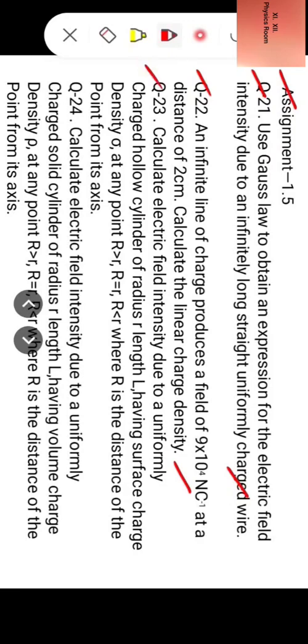Question number 23. Calculate electric field intensity due to a uniformly charged hollow cylinder of radius r, length L, having surface charge density sigma at any point capital R greater than small r, capital R equal to small r, and capital R less than small r. That is, outside the cylinder, at the surface of the cylinder and inside the cylinder, where capital R is the distance of the point from its axis and small r is the radius of the cylinder.